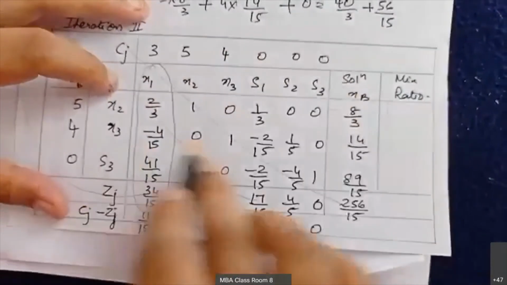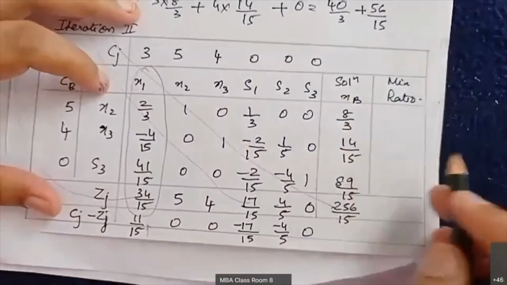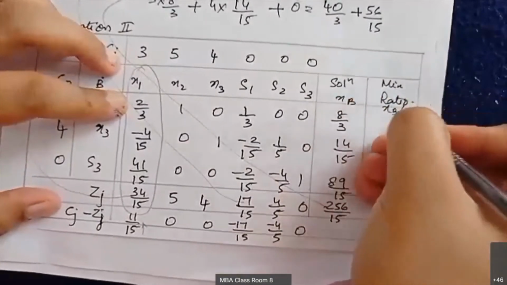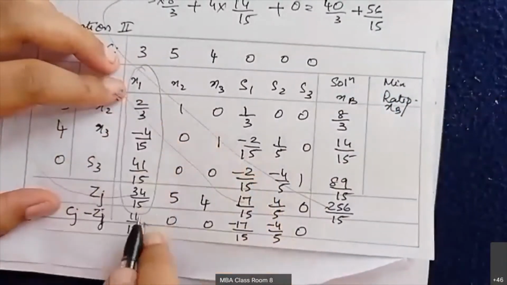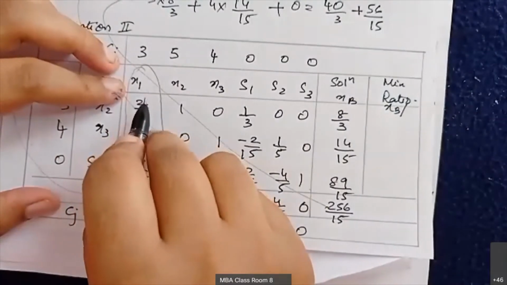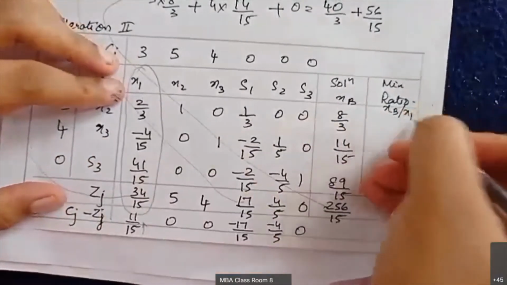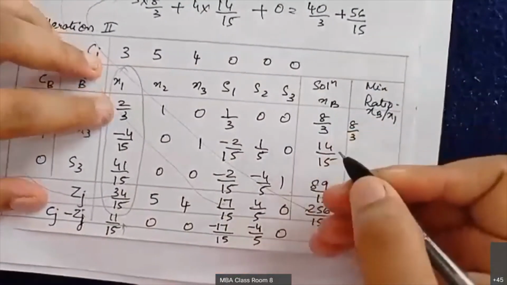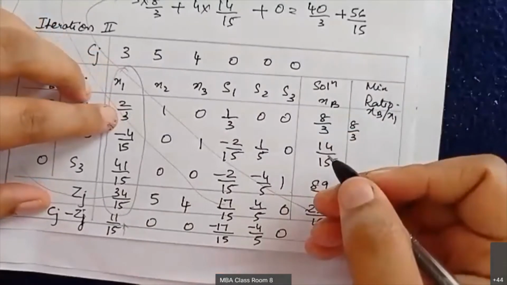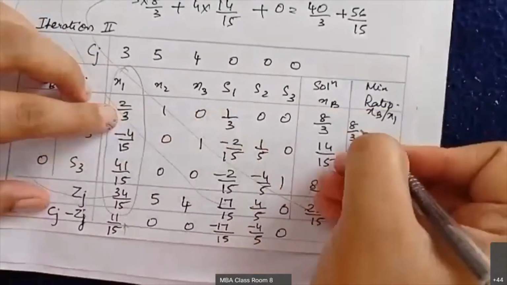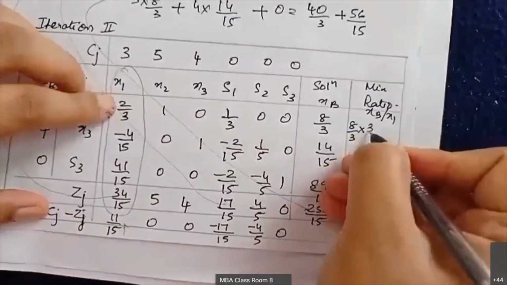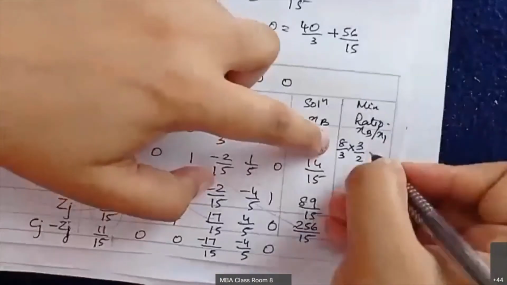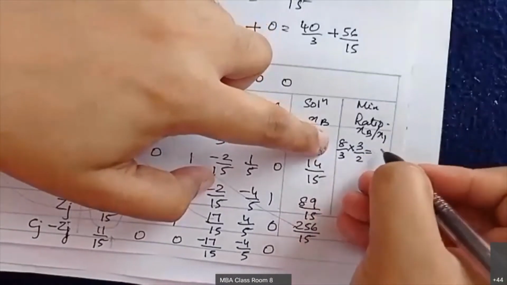We need to find the outgoing vector. For that we have to do the minimum ratio. How will you do it? XB divided by X1. X1 is the incoming vector, also called the key column. So 8 divided by 2 by 3. How can I do the division? I multiply by the reverse, so it is 3 by 2. The 3 and 3 cancel, and it becomes 8 by 2.